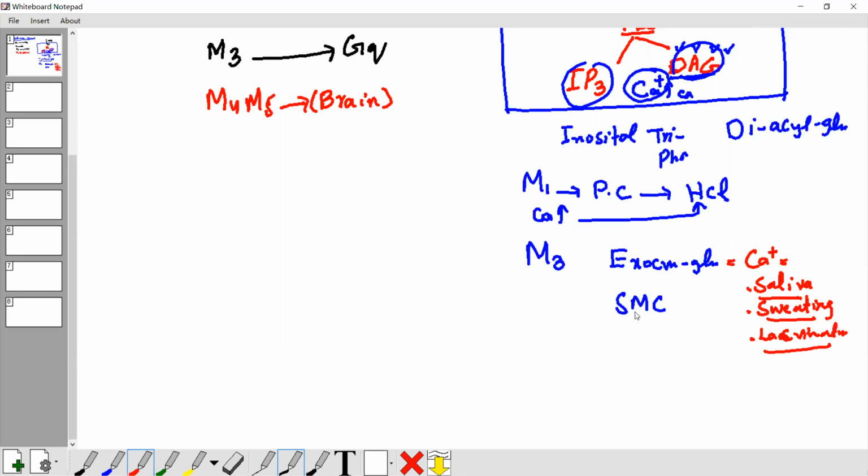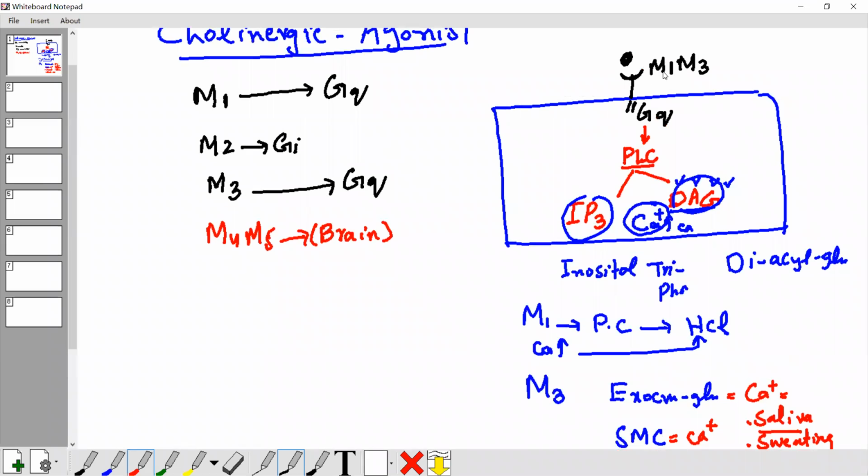Done. So if you increase calcium in smooth muscle, so what happened? Contraction. GIT peristalsis. And in urinary bladder contraction. Okay. You can understand easily. If you stimulate M1, what function happen? If you stimulate M3, what function happen? Inside the cell, calcium increasing.